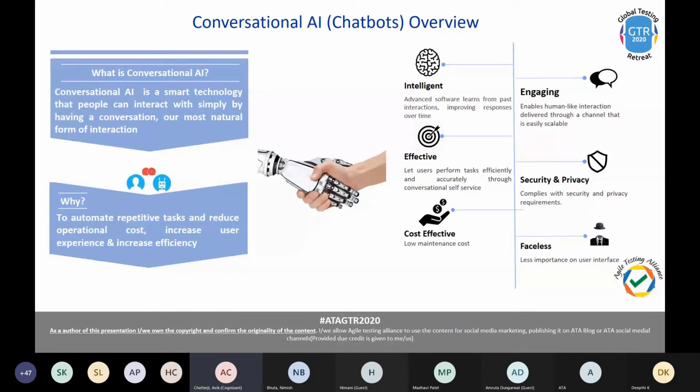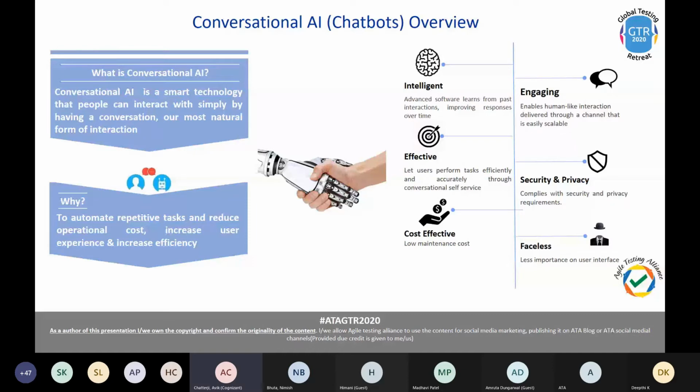Chatbot helps in reducing operational effort by automating repetitive tasks. And as we can see, the factors that make it very important in today's world are: it is intelligent as it uses AI/ML to learn from past interactions, and over due course of time it has human-like interactions. As it is automated, it helps in reducing human-prone errors. Mostly, it has zero UI and as such has low maintenance cost.